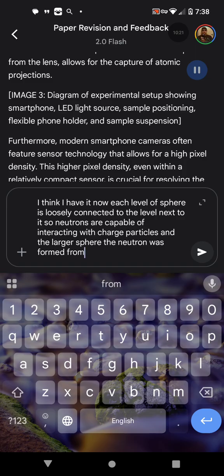Furthermore, modern smartphone cameras often feature sensor technology that allows for a high pixel density. This higher pixel density, even within a relatively compact sensor, is crucial for resolving the fine details of atomic projections, which remain small even when magnified to 0.5 to 1 millimeter. This capability is paramount for observing the projected atoms and their intricate structures, including proton rings, electron orbitals, and the dynamic central core.